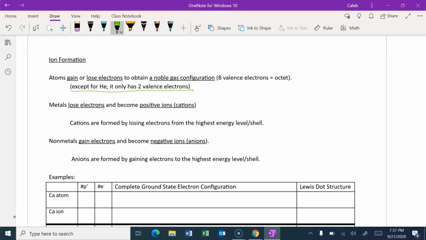Metals lose electrons and become positive ions called cations. Don't forget about this. Metals tend to make cations. And cations are formed by losing electrons from the highest energy level or shell. Nonmetals gain electrons in order to become negatively charged ions, which we call anions. Anions are formed by gaining electrons into the highest energy level or shell.